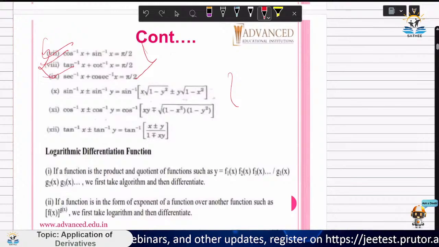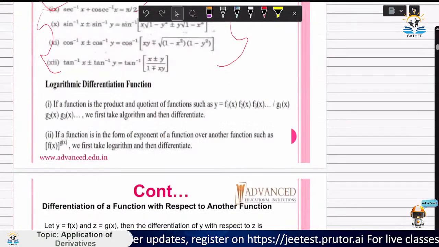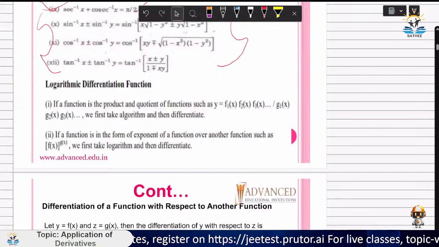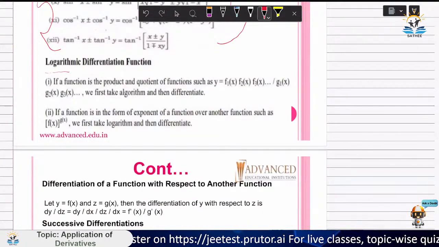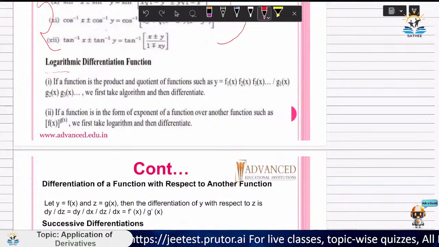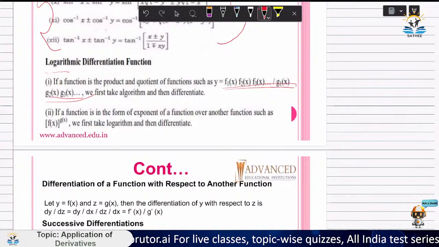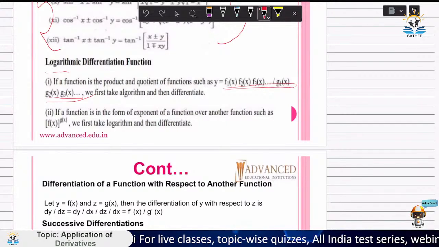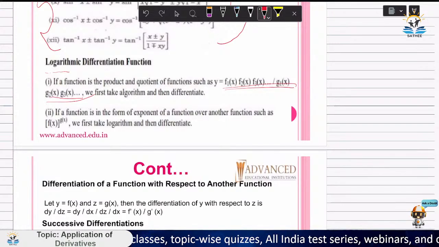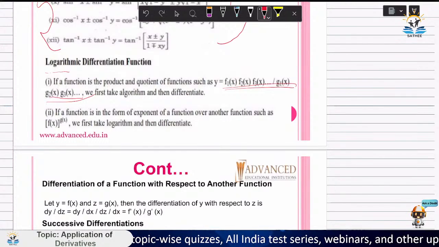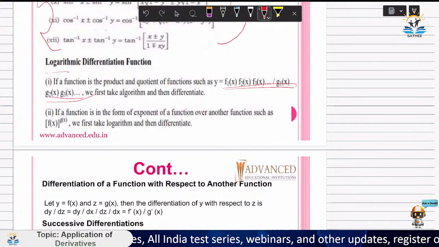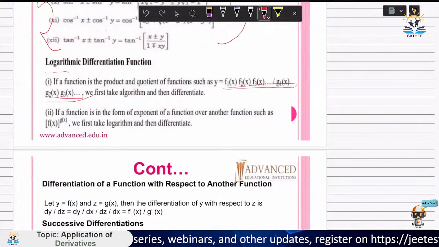logarithmic differentiation. If a function is a product and quotient of functions such as this, we take the logarithm and then differentiate. Yes, this is something we had also done in yesterday's class, where there were two functions being multiplied and it was not easily solved by applying the product rule and the quotient rule. So what we do is we take the log of it. What does log do? Log converts multiplication into summation and division into subtraction. That makes our life very much easier.